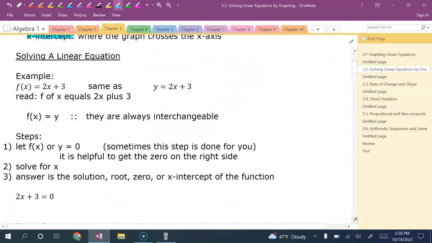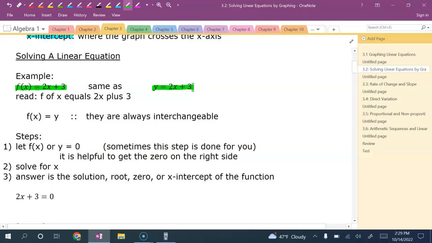When you're solving a linear equation, like I said, you're going to have some problems that are written in that function notation. So see how this one says f of x equals 2x plus 3. Remember that that is the same thing if I said y equals 2x plus 3. So y and that f of x are interchangeable. We can switch them out if we need to. So in order to solve a linear equation, what you're going to do is replace that f of x or the y, depending on what they give you, with a 0. Sometimes that step will already be done for you, so they might already have it equal to 0.